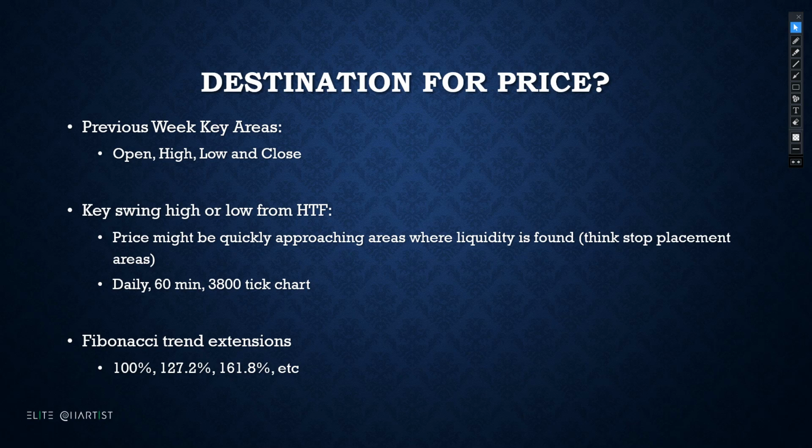Okay, so I think this slide is very similar to the ones I've had in other videos, but where's price trying to go on days like this? Again, I love to use previous week key areas, open, high, low, and close, as potential reversal areas and potential destinations. So if you break one, you might be making it to the next one. I also look at the key swing high or low from a higher time frame, such as the 60-minute. Like I showed you, there was that one swing high that was screaming that there are stops there. So chances are, if it's heading in that direction, we may want to poke through there.